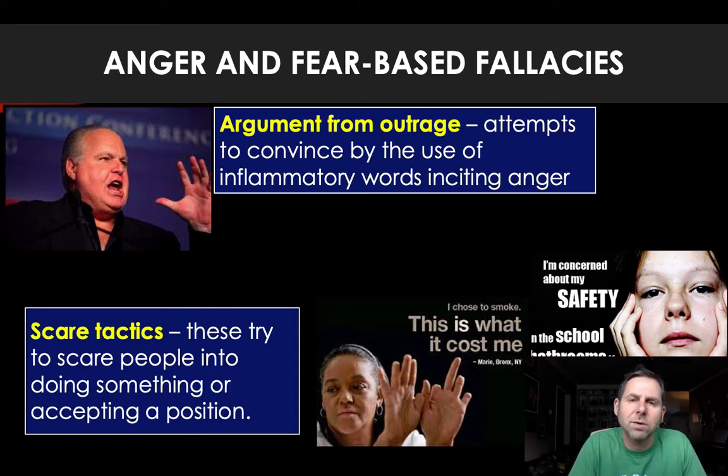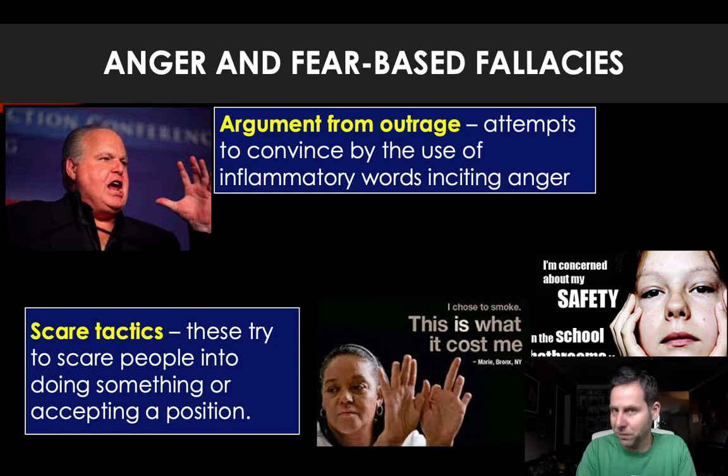So scare tactics is essentially you're trying to scare people into doing something or believing something out of fear. The smoking ads are a really classic scare tactic here. If you look at this woman here: I chose to smoke. This is what it cost me. You're seeing she's missing fingers.